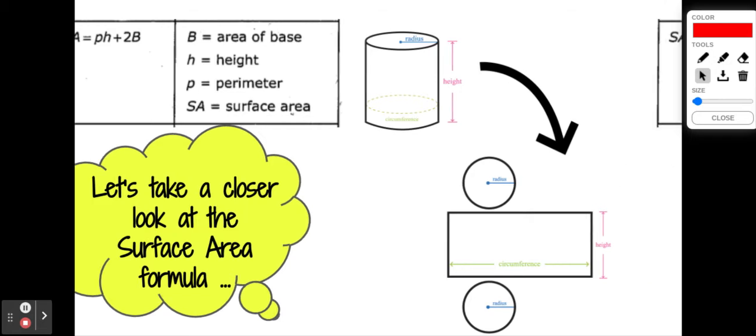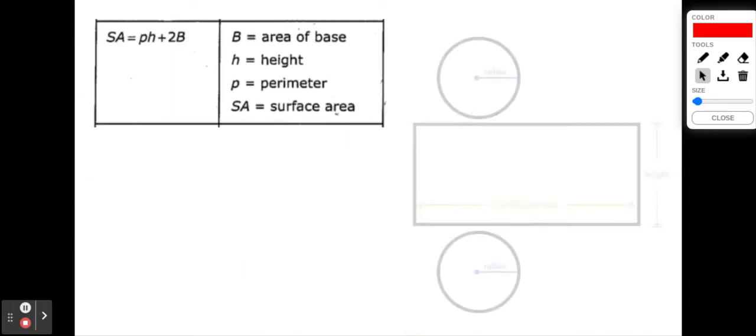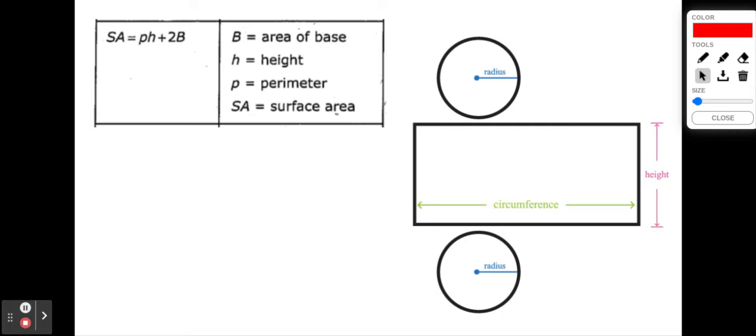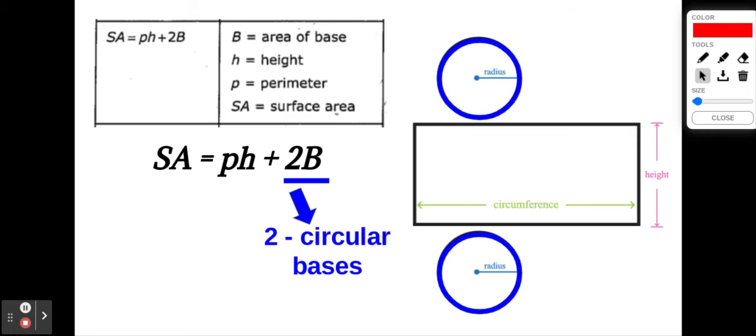So how is this formula created? Let's take a peek. Looking at the net, we've got two circles and a big rectangle. That creates a cylinder. The formula says to find surface area, it's pH plus 2B. So let's break this down. What does that 2B represent? Well, the B means the area of the base. And since there are two of them, we want to multiply by 2. So we're going to find the area of a circle and double it by multiplying by 2. And that's going to take care of the top and the bottom bases when we find surface area.